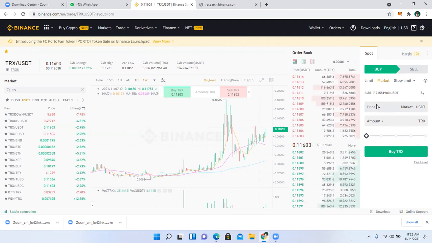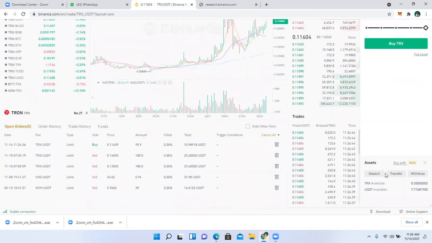So I can just decide that, okay, I want to buy with all my USDT. I just put max, I have 66 Tron. With all the USDT I have, I can tell how much USDT I want to use to buy. I have only 7 USDT. So with 7 USDT, I can get 66.5. But if I click on this, it's not going to go through because the USDT I have is quite low, right? I told you that the minimum is 10 USDT. So let me cancel this trade.